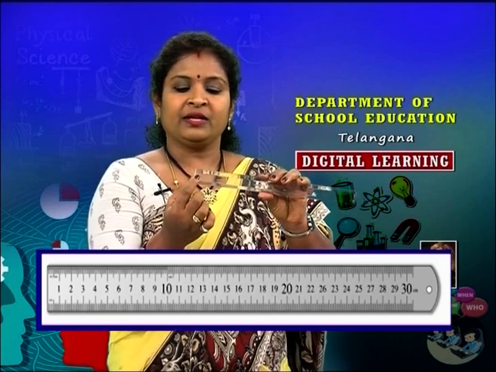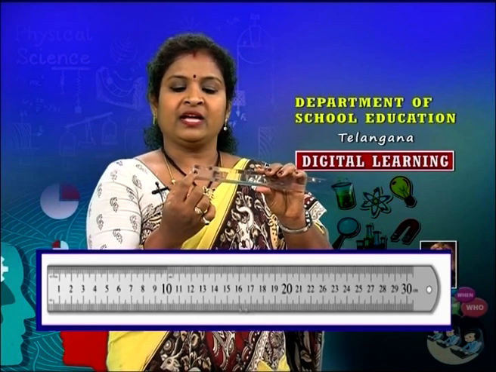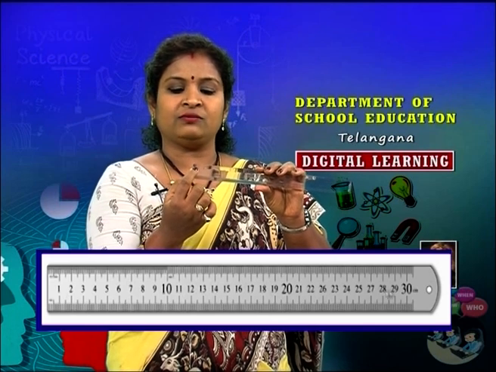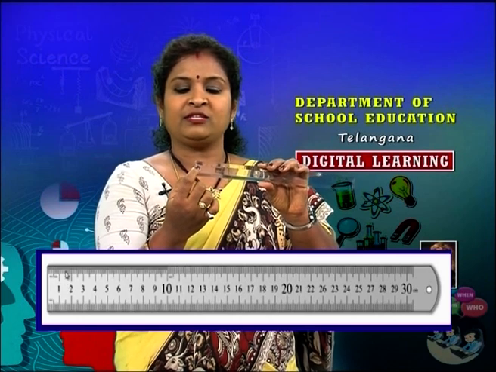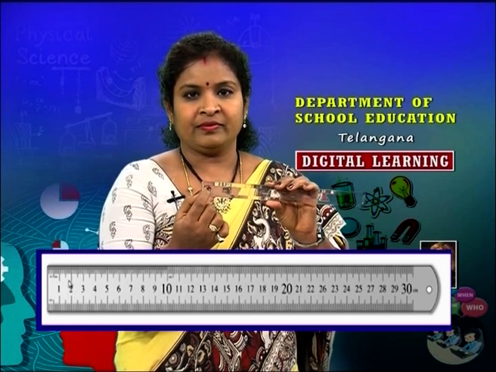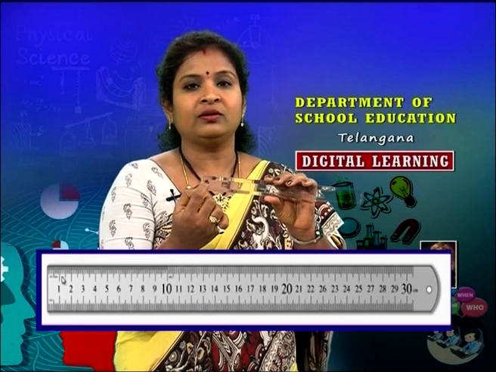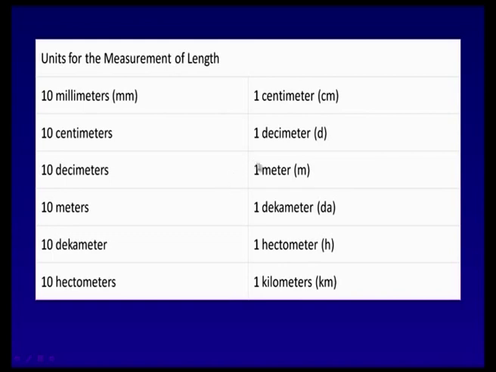And if you see between 0 to 1, there are 10 small lines. Between 2 lines, the distance is 1 mm. Count the number of lines between 0 to 1, there are 10 lines. That means 1 centimeter is equal to 10 millimeters. Okay children? So what is 1 meter equal to, children? 1 meter is equal to 100 centimeters or 10 decimeters. Like this, it keeps on going. You will be studying about this in your next classes.